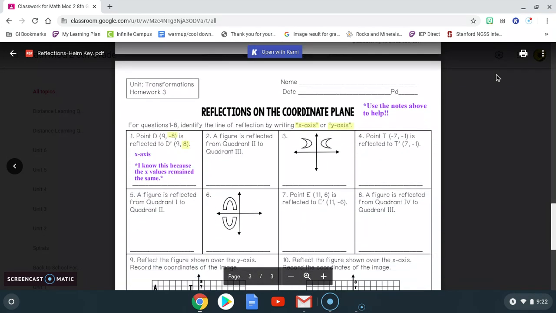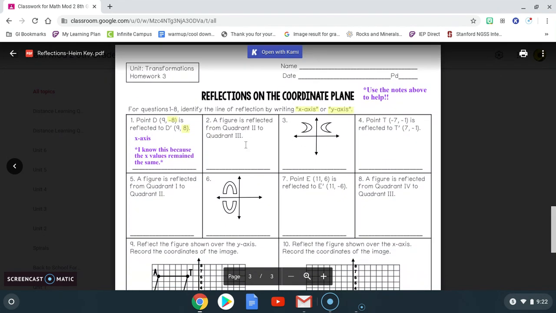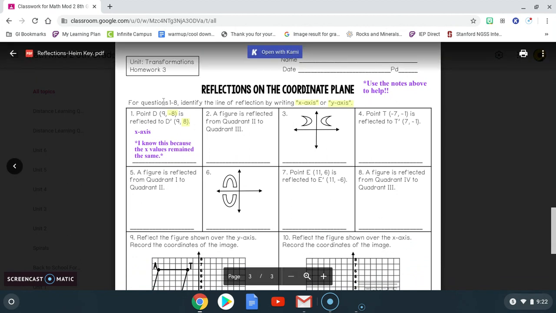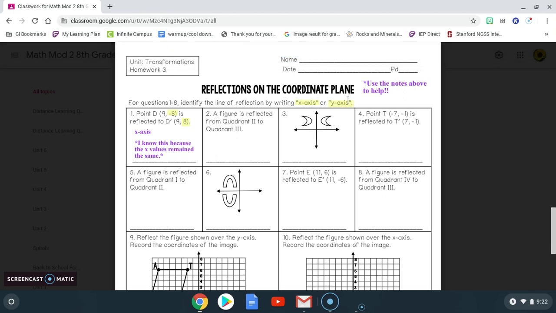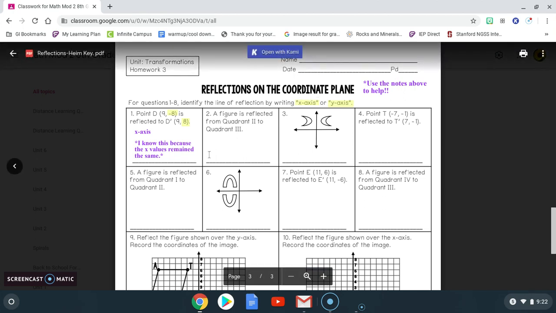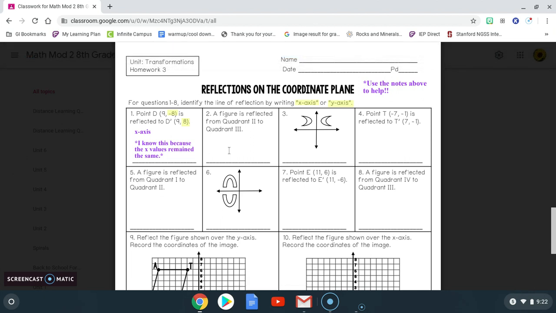So your job for today and tomorrow is to use the notes from before, and you're going to go through questions 1 through 8. You're going to write down if it were reflected over the x or the y-axis. So you have to try to see. I don't want you guessing. I really want you to try your best. Okay, this is really important that we're trying our best throughout this whole thing.